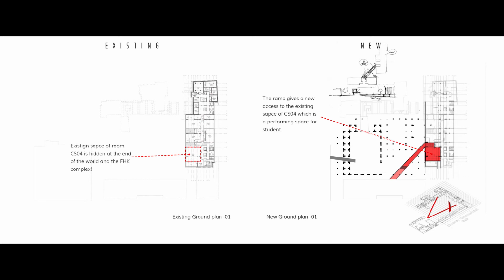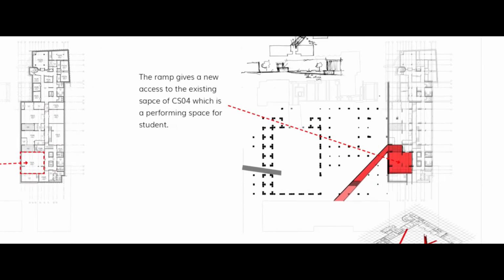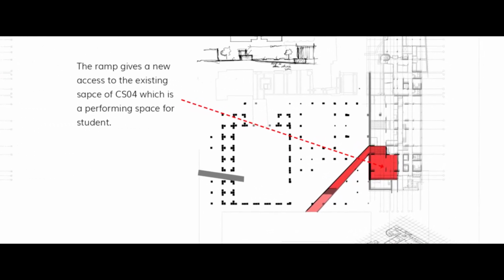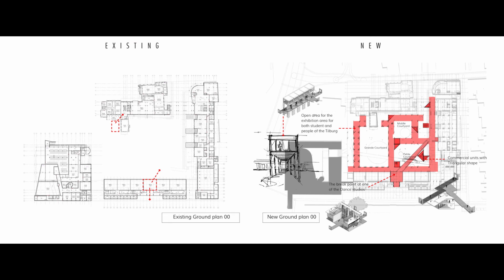Here I added a ramp, so it connects the breakpoint to the classroom CSO4, which was before a theater, and now I make it as an exhibition hall, so it connects two sides of the building, which attracts more people to that area. Here, which is the ground plan, I'm showing the idea of having this exhibition hall with this timber column, while the breaking point is here and the commercial lines.